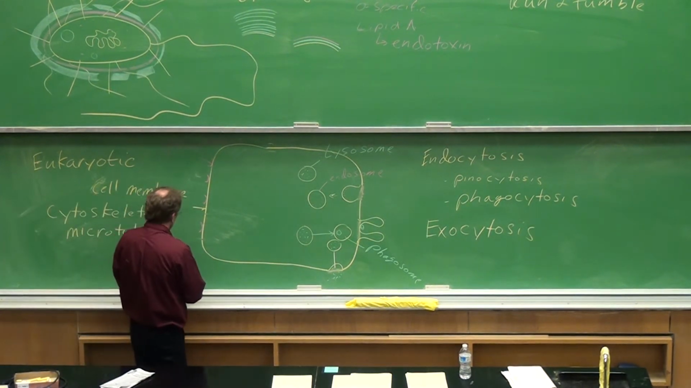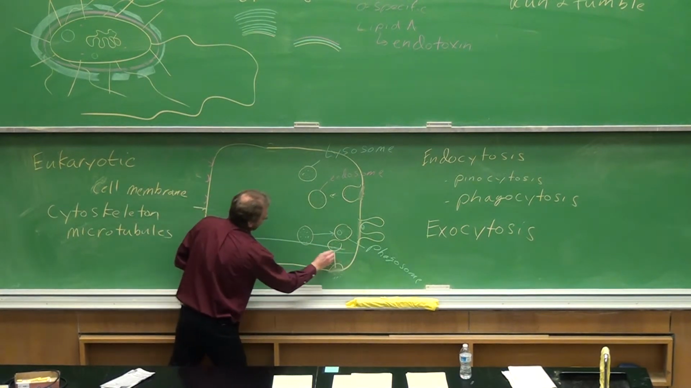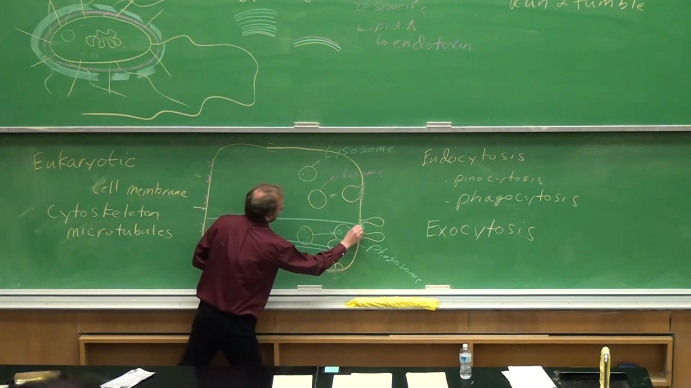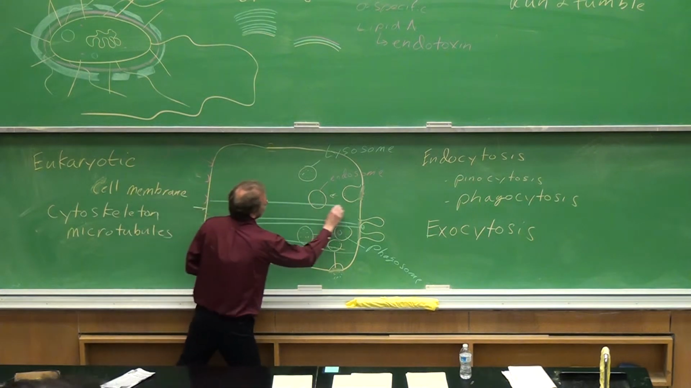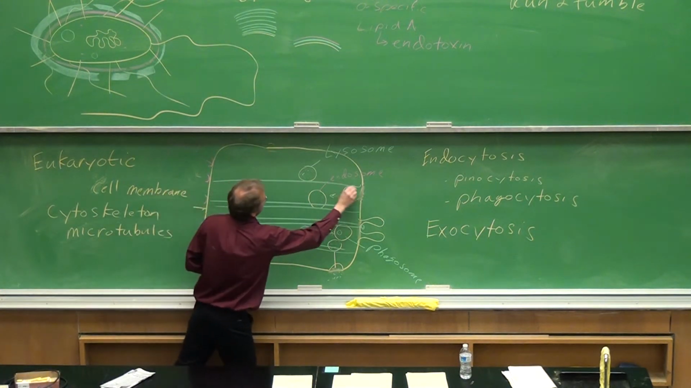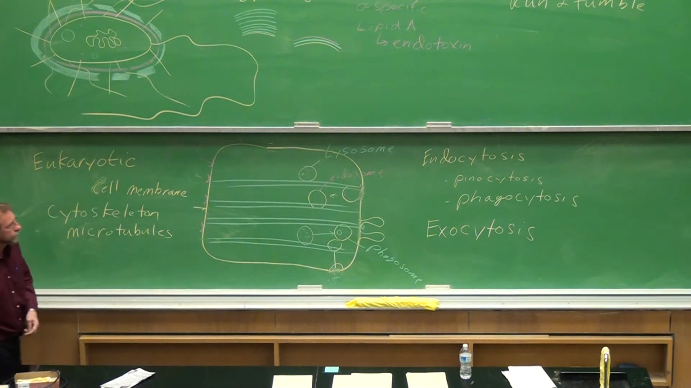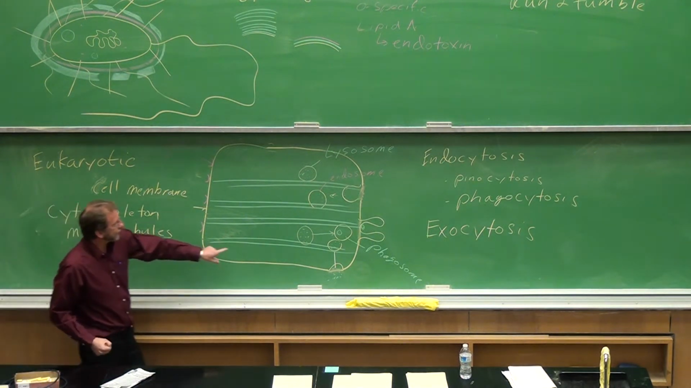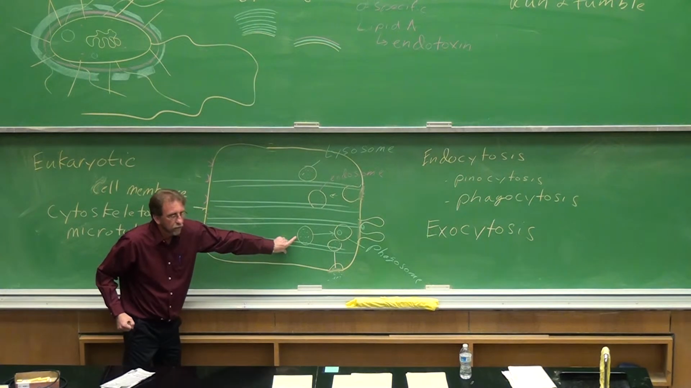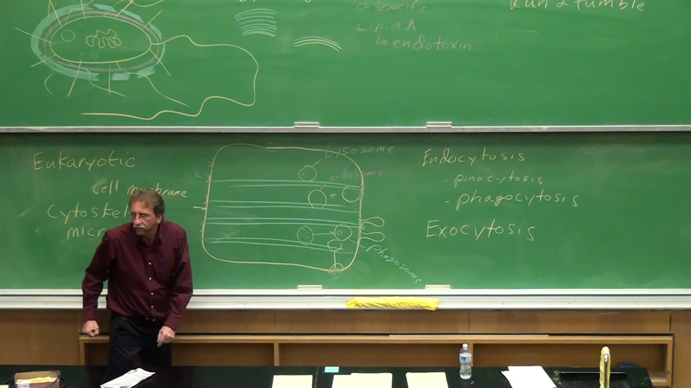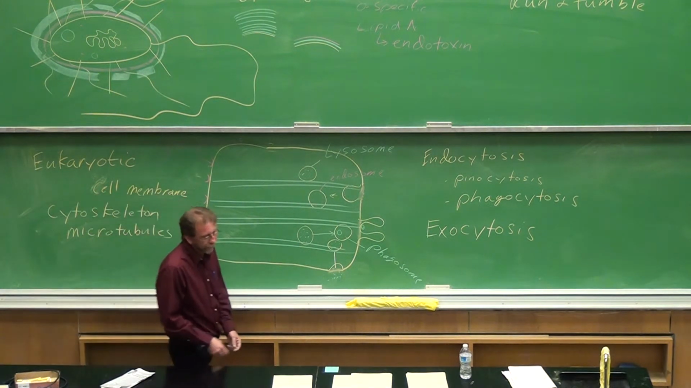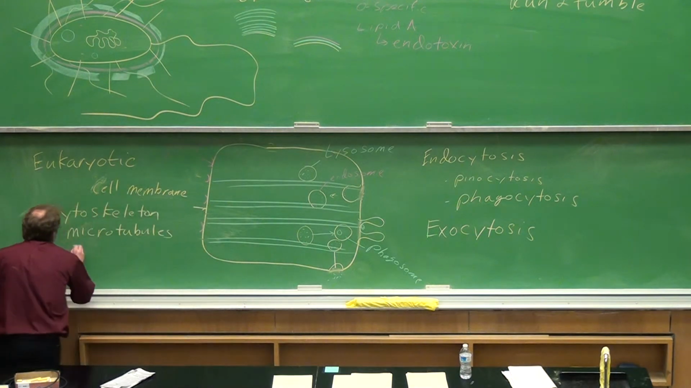So you'll have these long, hollow tubes that serve to run through the cell. They can be broken down and manipulated as needed, but the organelles and stuff are able to move along those microtubules. In addition to that, we have actin filaments.